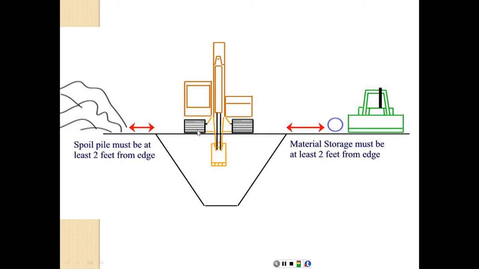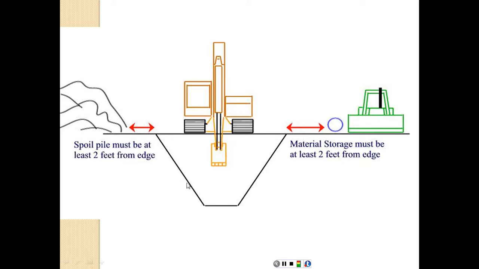And here's a graph showing, for example, if this is a backhoe or an excavator at the edge of the excavation, the spoil pile must be at least 2 feet from the edge, and material storage and equipment must be at least 2 feet from the edge. So the minimum safe distance is going to be 2 feet from the top of the edge of the excavation, as you can see here.